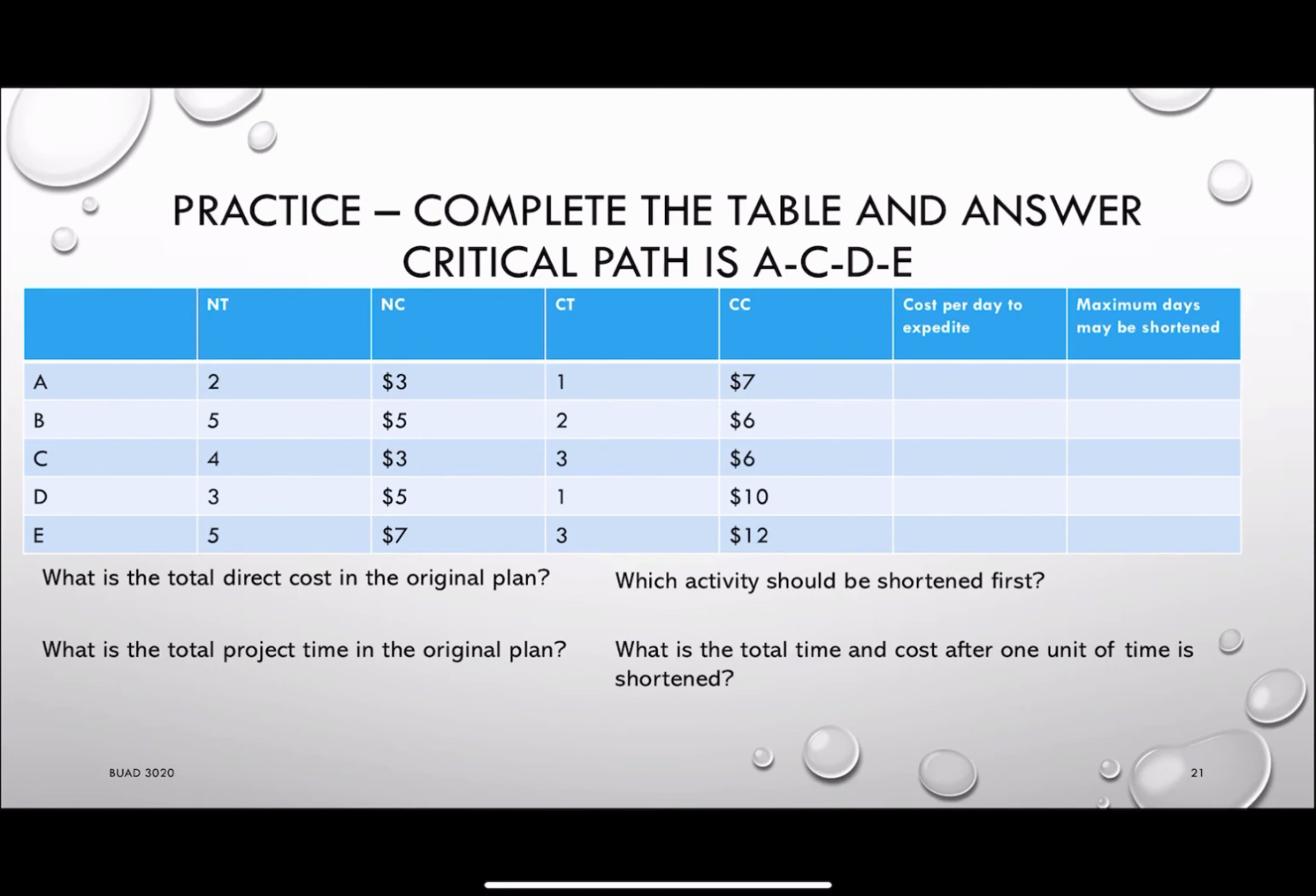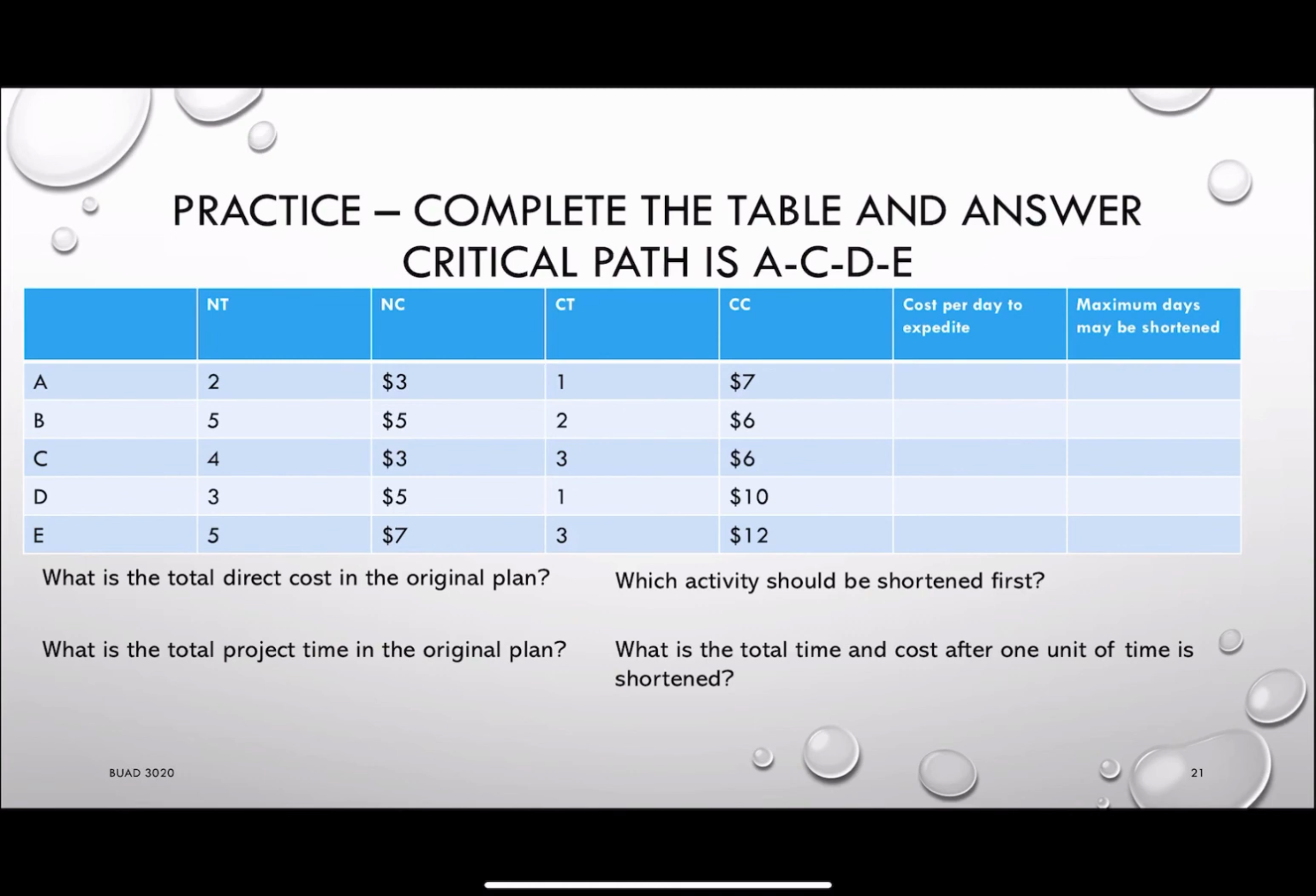So let's try to see if we can solve a similar problem. And suppose I know my normal time and the normal cost, the crash time and the crash cost. When you see a table like this, the first thing you want to do is to calculate the cost per day to expedite, and also what will be the maximum day that can be shortened.